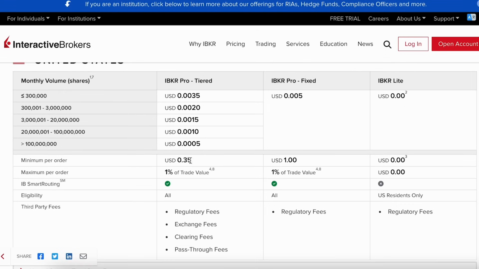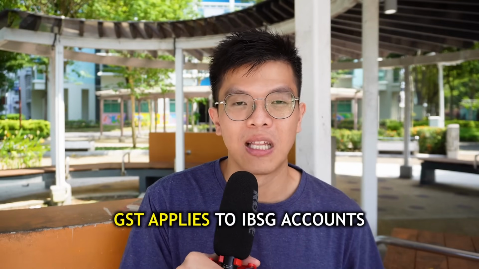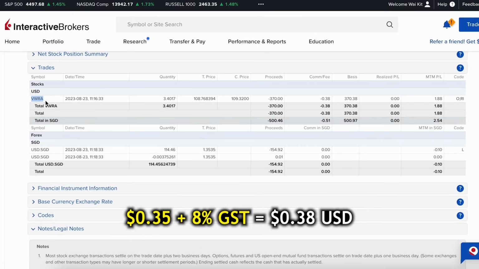But now everything has changed because IBKR can now do everything of that. For the cost wise, I'm using tiered pricing, so it's 35 US cents per order, and you have to add GST for those Interactive Brokers Singapore accounts like mine. So it will add up to 38 US cents after GST.